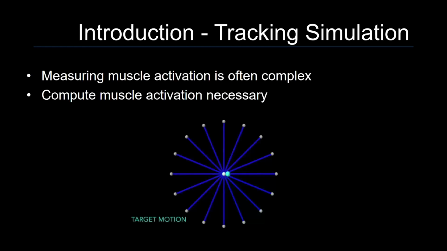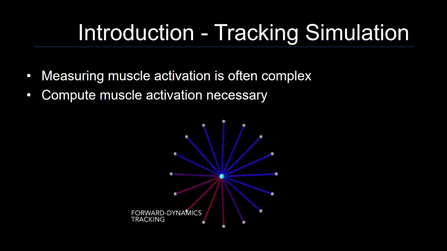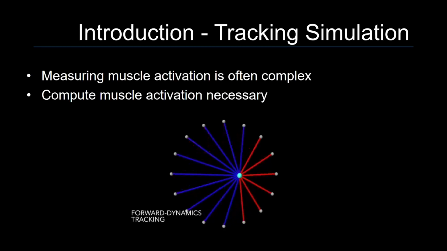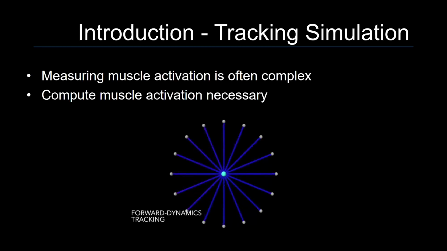So for this dummy example, this green point is showing you the target motion of the white point in the middle of the circle. And now if you enable the tracking controller, the simulation finds a muscle activation pattern that best helps you track this motion.